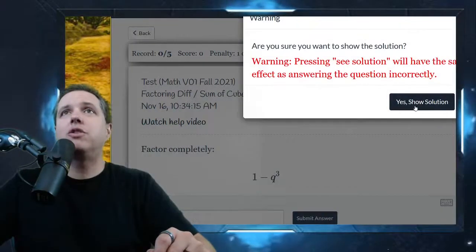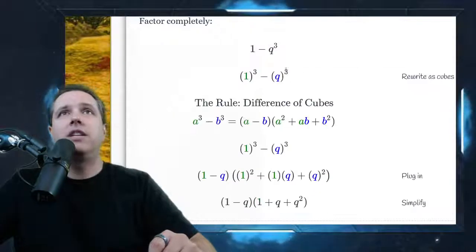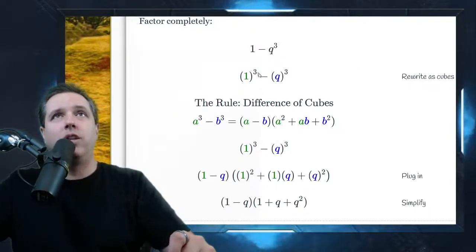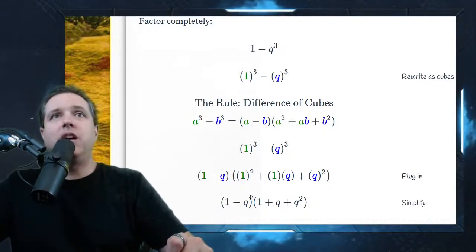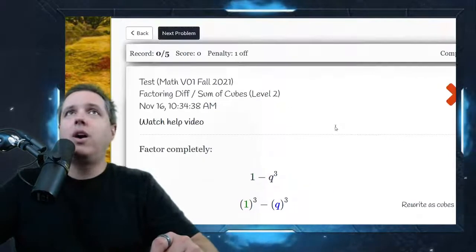In fact, let me show you the solution here. You'll see they recognize, oh, it's 1 cubed minus q cubed. So they plug it in. See, this should look familiar. There's our formula right there. So they just plug it in, and you get 1 minus q times 1 plus q squared. So don't worry about the 1. Don't overthink it.